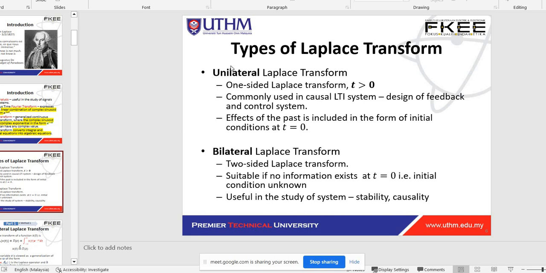All right. So this is the type of the Laplace transform that I explained to you just now, the unilateral, one-sided Laplace transform. It's commonly used in causal LTI systems, meaning it's designed for feedback and control systems. The bilateral Laplace transform, bilateral means two, so two-sided, from negative infinity to infinity. It could be from negative infinity to 0 plus 0 to infinity. This is useful for the study of systems, especially stability and causality.